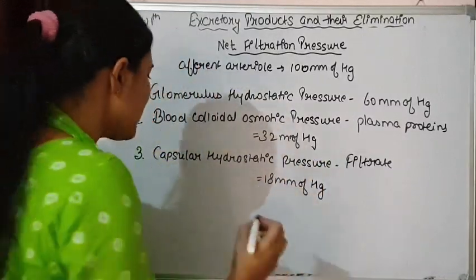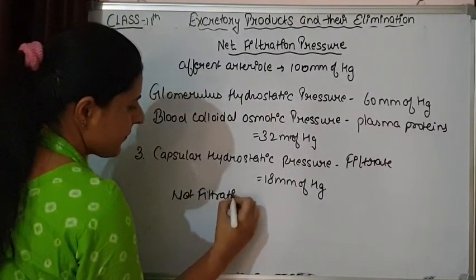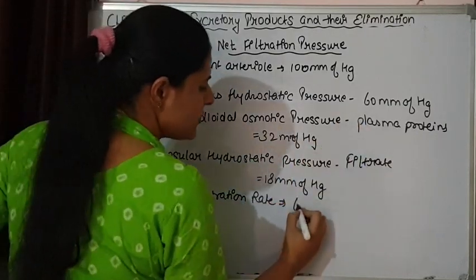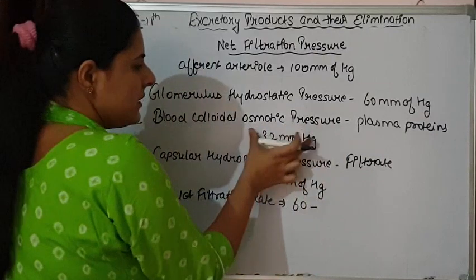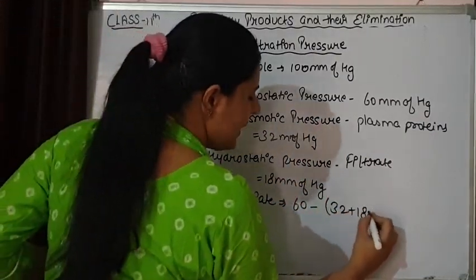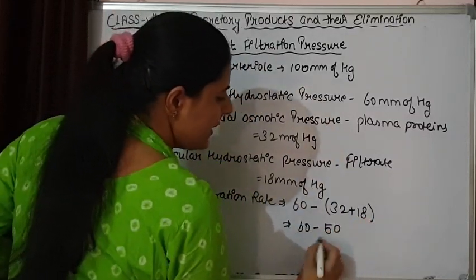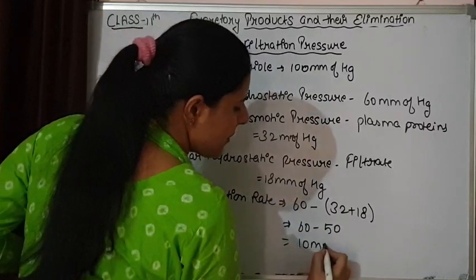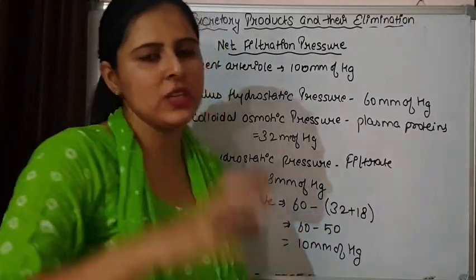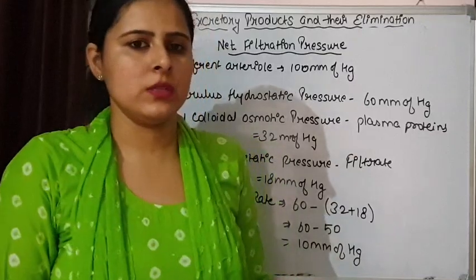So the net filtration pressure that comes is the glomerulus hydrostatic pressure minus these negative pressures, that is 32 plus 18 mm of Hg. So 60 minus 50, we are getting 10 mm of Hg. So by the help of this much pressure, the filtration process is done inside the glomerulus.